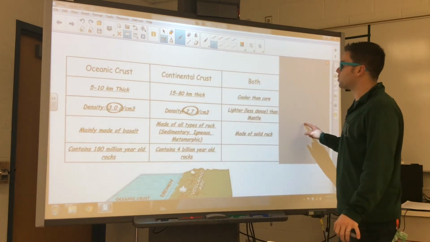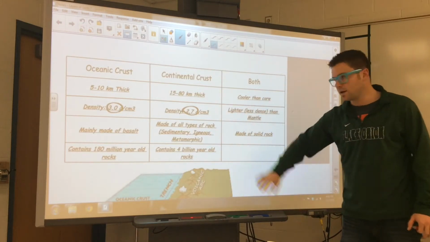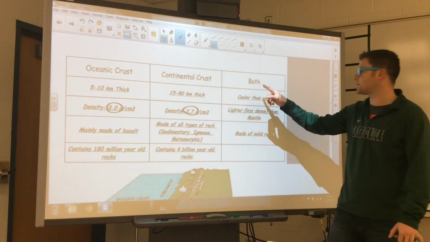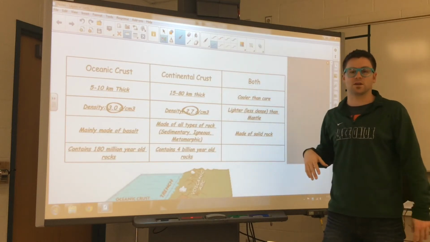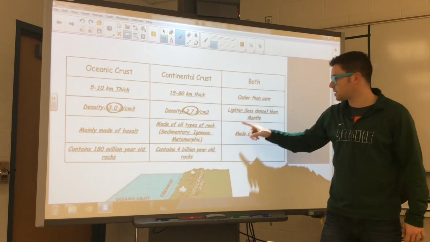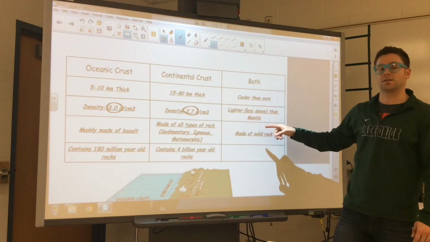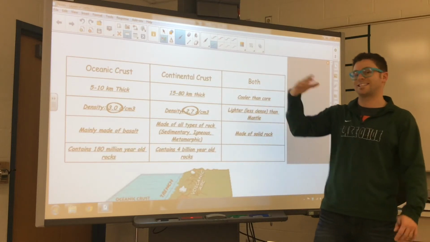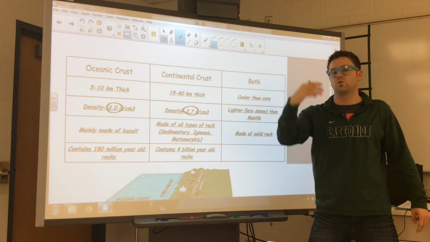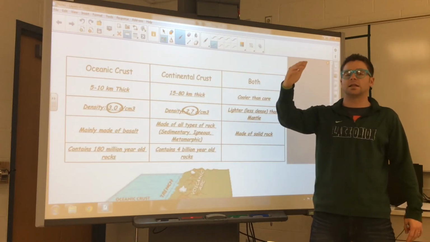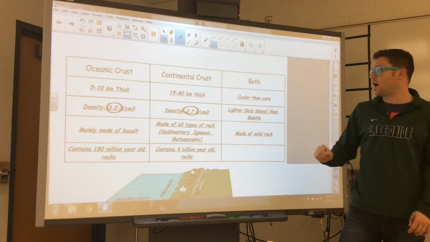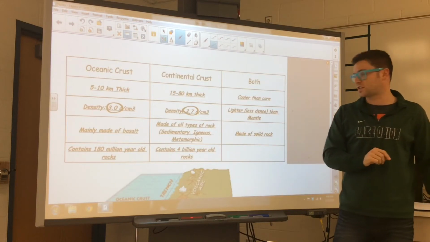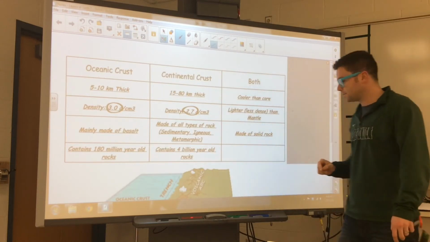Now, what about both? What do both have in common? Both oceanic and continental crusts are cooler than the core. Hence, that's why they're on top, because they're cooler, and they're less dense. They're lighter than the mantle, right? So they sit on top of the mantle like ice cubes float in water. The crust is less dense than the mantle, so it sits on top of the mantle. And they are both made of solid rock, all right?